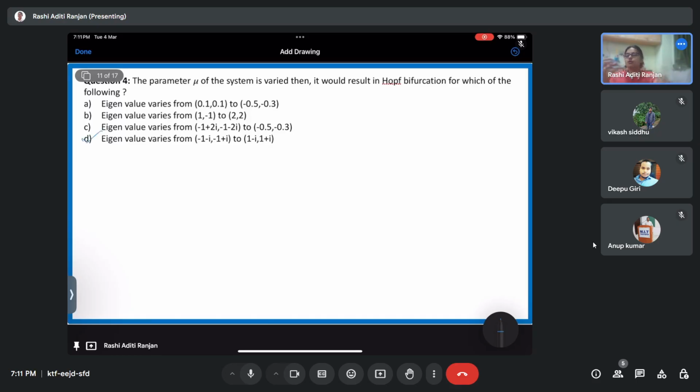But there are two, three things that I would like to mention over here. The first thing is that Hopf bifurcation actually leads to the occurrence of a periodic orbit, actually a limit cycle. And for a limit cycle to occur, if you remember, what is the main thing that should be in the eigenvalue? There should be an imaginary value, right?